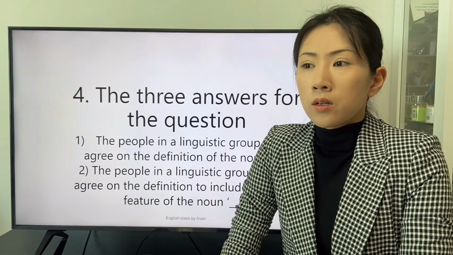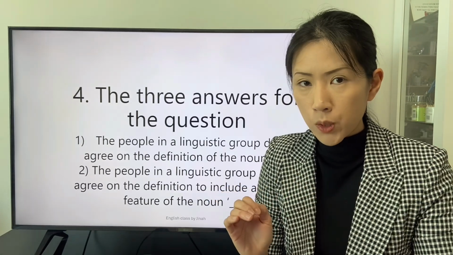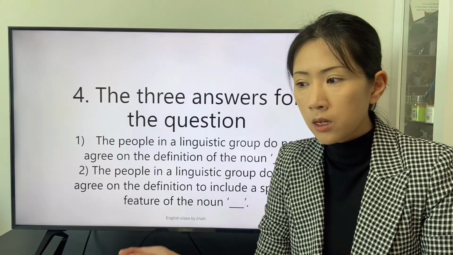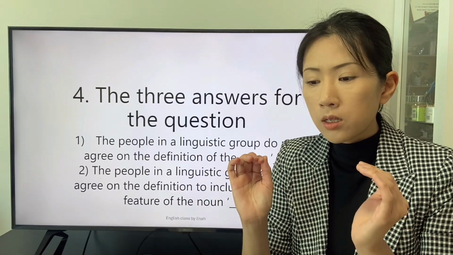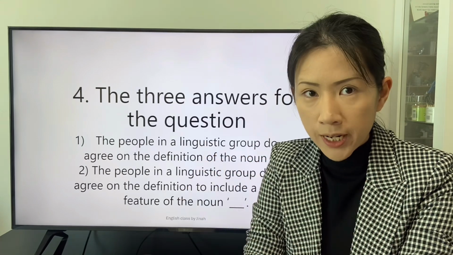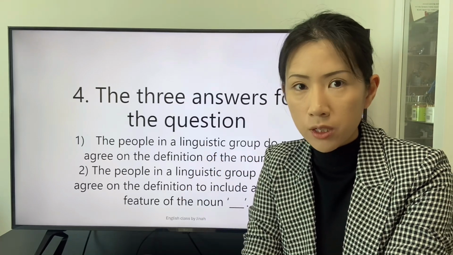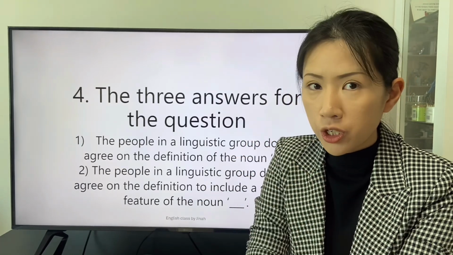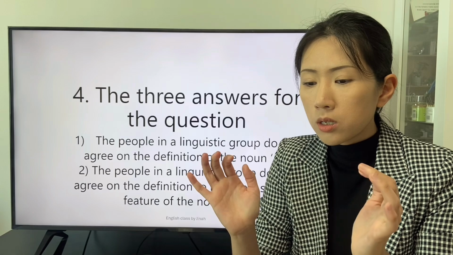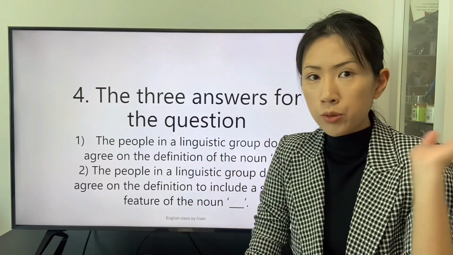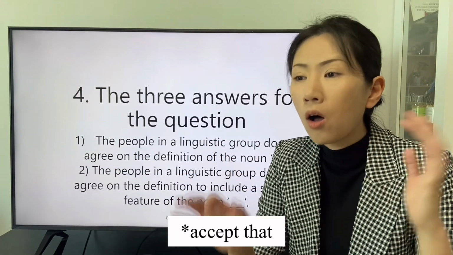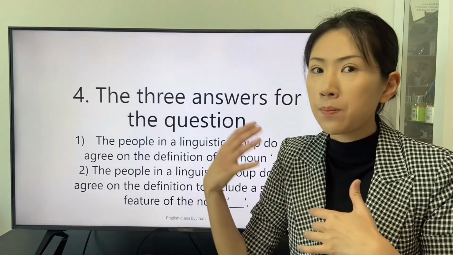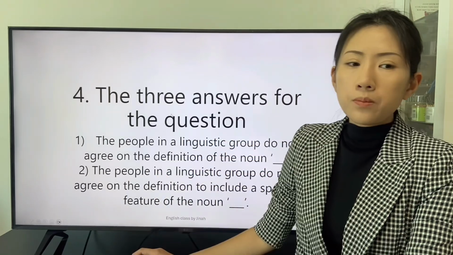Like, if every person in the linguistic group thinks the object differently. But the point is that the object is special. The object has the specific feature. So, the people in the linguistic group, every answer of every person in the linguistic group.